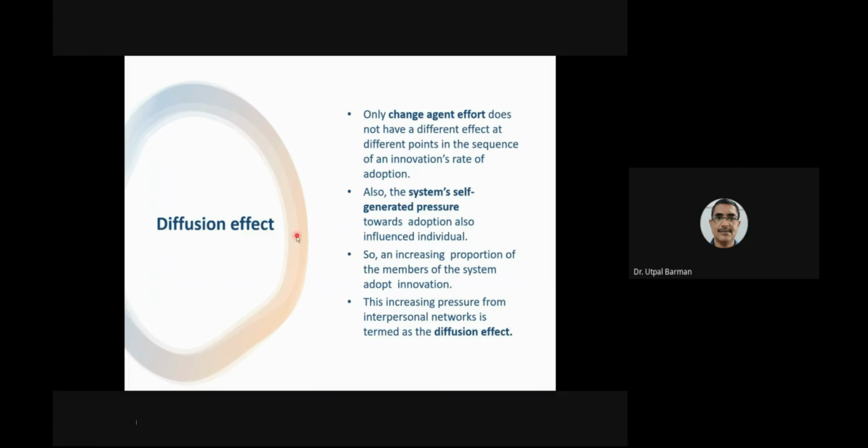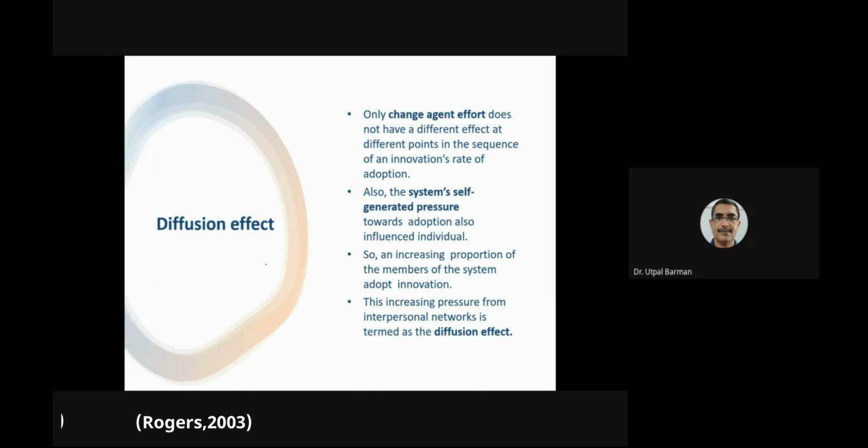What is the diffusion effect? In the adoption and diffusion process, for transferring the innovation to the people, the main effort is given by the change agent. From R&D, then the change agent, then the people. And in this case, what happened?